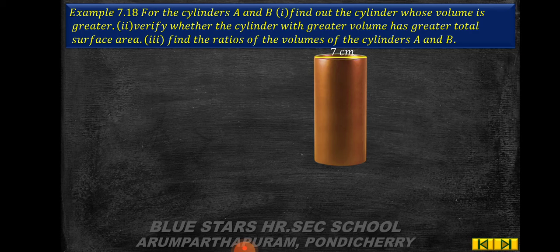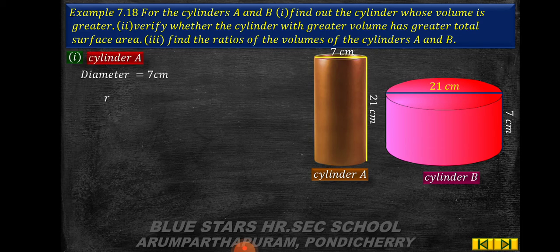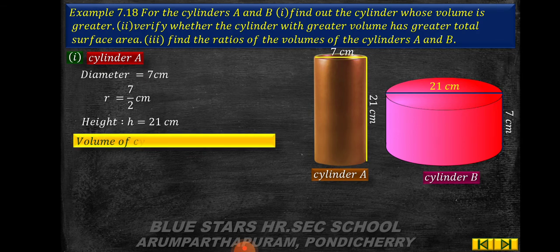So here you have the cylinder of diameter 7 centimeter, that is cylinder A, and height is 21 centimeter. Cylinder B, its diameter is 21 centimeter and the height is 7 centimeter. First one, cylinder A: diameter is equal to 7 centimeter, so radius is equal to 7 by 2 centimeter, and height h is equal to 21 centimeter.